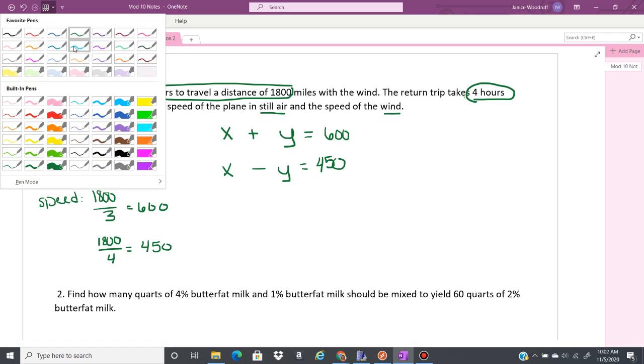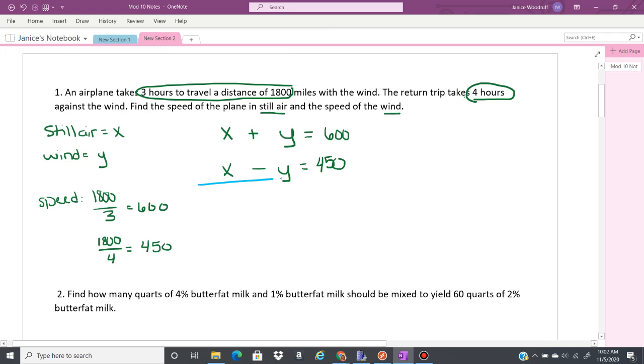So I'm going to solve this using elimination, meaning I'm going to add these two equations together. I know that I can eliminate my y variables because I have a plus y and a minus y. So if I add these together, y and y are going to cancel out. X plus x is going to give me a 2x, and 600 plus 450 is going to give me 1,050. And then I am going to solve for x.